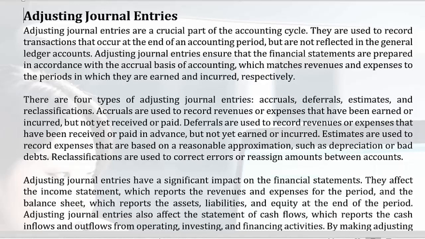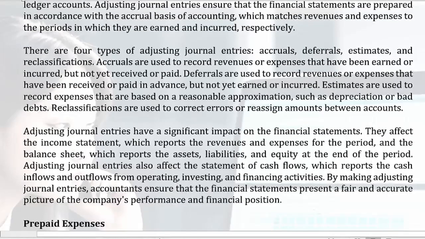There are four types of adjusting journal entries: accruals, deferrals, estimates, and reclassifications. Accruals are used to record revenues or expenses that have been earned or incurred, but not yet received or paid. Deferrals are used to record revenues or expenses that have been received or paid in advance, but not yet earned or incurred. Estimates are used to record expenses that are based on a reasonable approximation, such as depreciation or bad debts. Reclassifications are used to correct errors or reassign amounts between accounts.